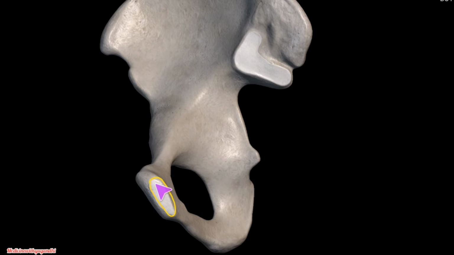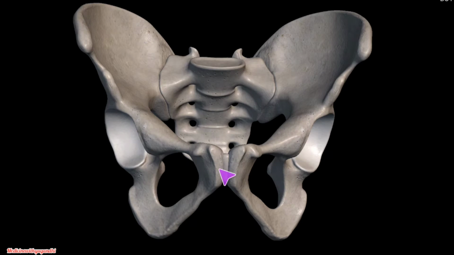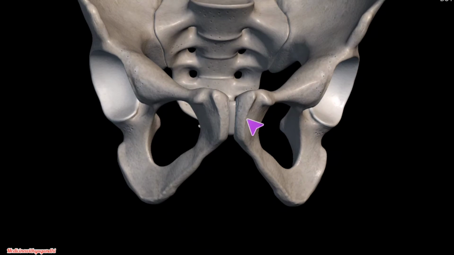Then coming to the next surface, that is the symphysial surface. This portion is the symphysial surface which contributes to the formation of the pubic symphysis. It is somewhat oval in shape, and it articulates with the symphysial surface of the opposite pubic bone in order to form the pubic symphysis, which is nothing but a secondary cartilaginous joint. This joint is covered by hyaline cartilage.